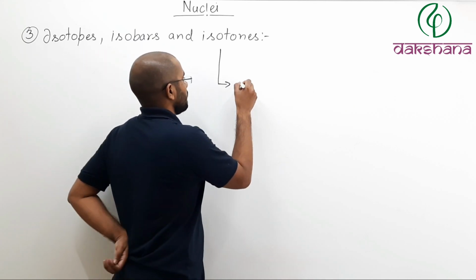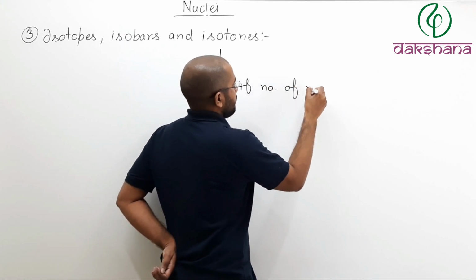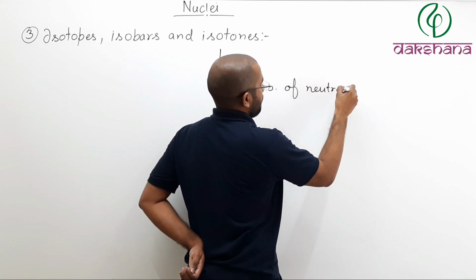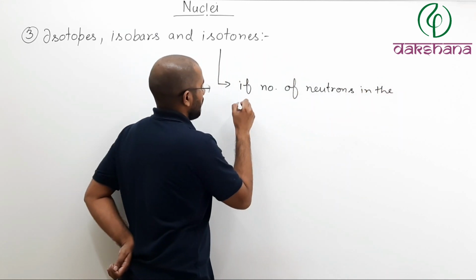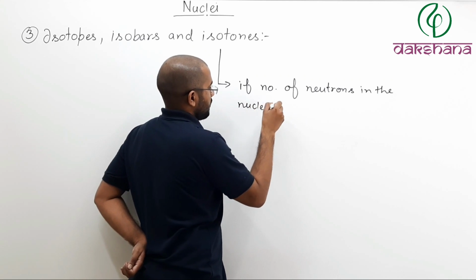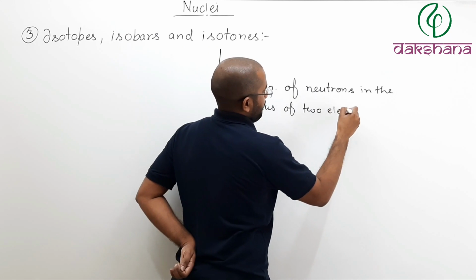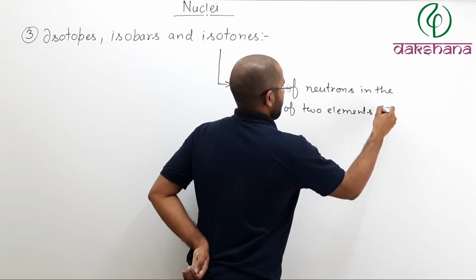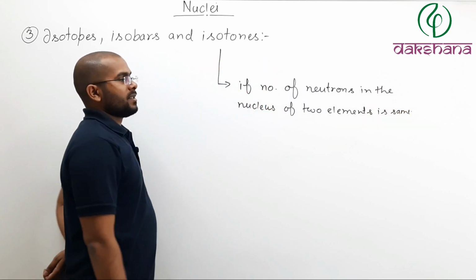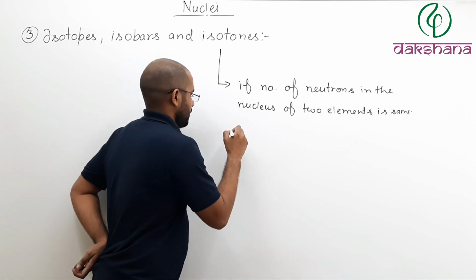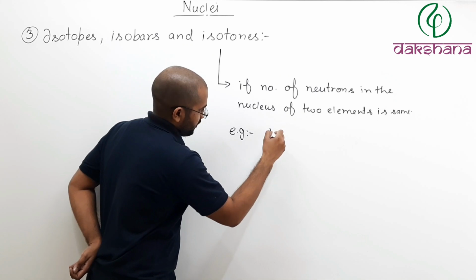So if the number of neutrons in the nucleus of two elements is the same, so we have two elements. Now let us take an example. It's always best if you study through an example.